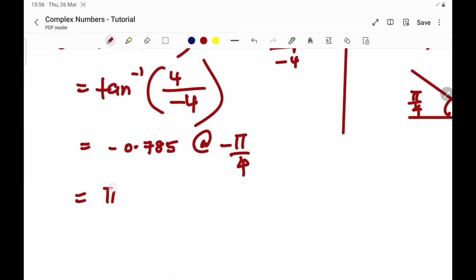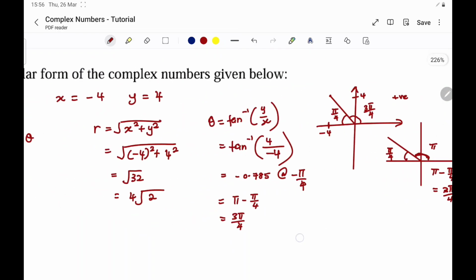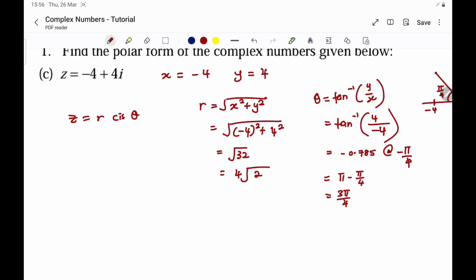So you just put pi minus pi over 4, the answer is 3 pi over 4. So this is your argument of z. You already got r, you got theta already. Now you just put inside z is equal to r, 4 square root 2, at 3 pi over 4. So this is the answer.